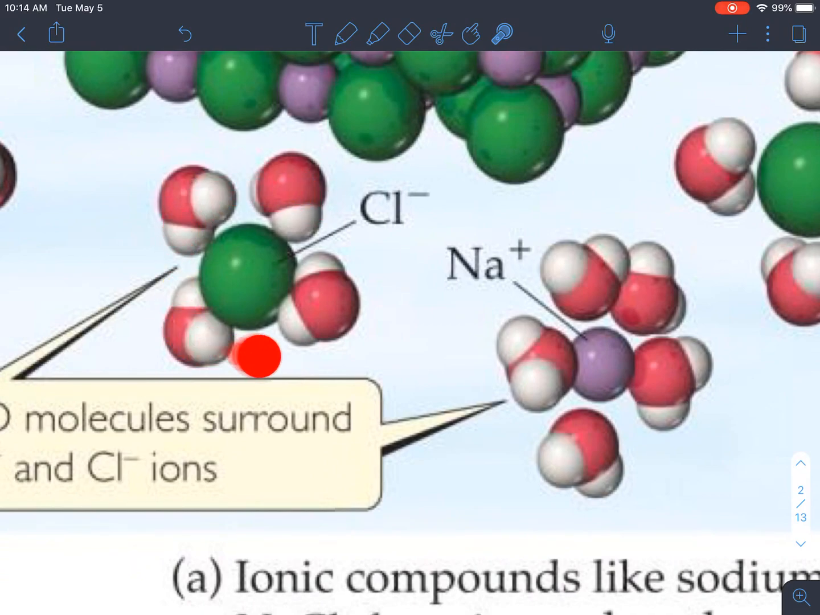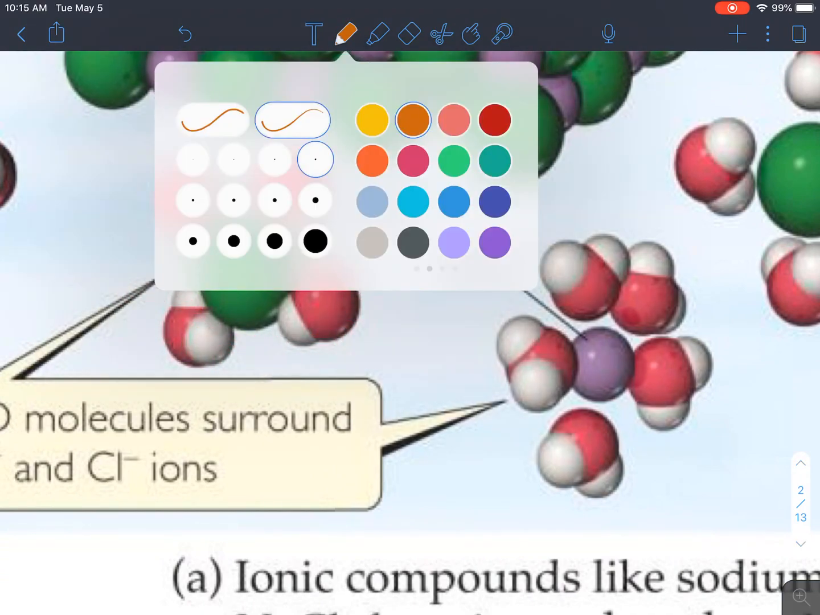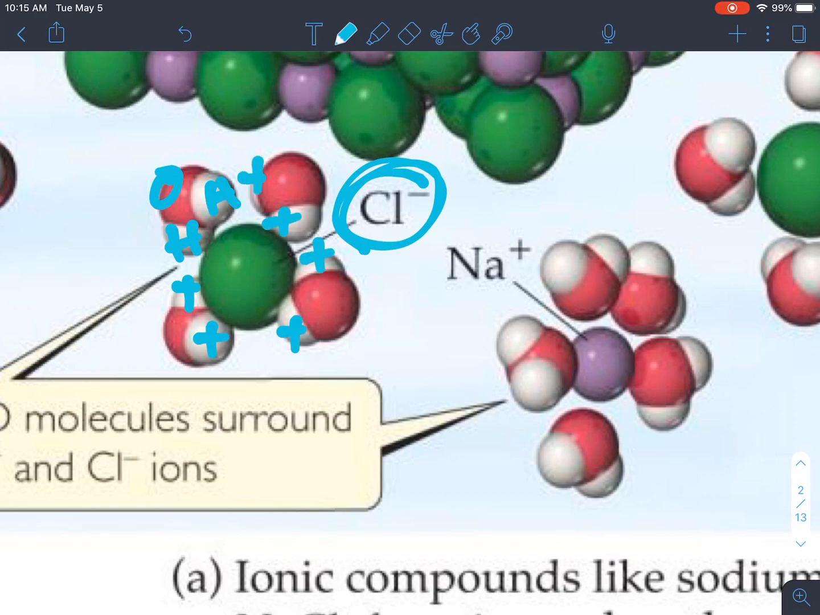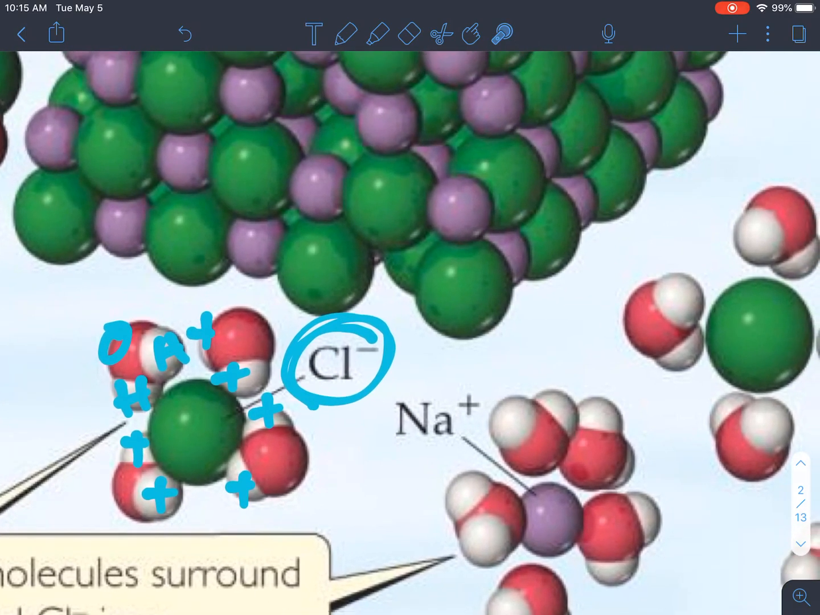So what happens is the water molecules, because you learned in the past that the hydrogens become partially positive and then the oxygen becomes partially negative. You see here that the negative chlorine is surrounded by the partially positive sides of water. Now what ends up happening is that it eventually separates that ion from the rest of this crystal lattice.